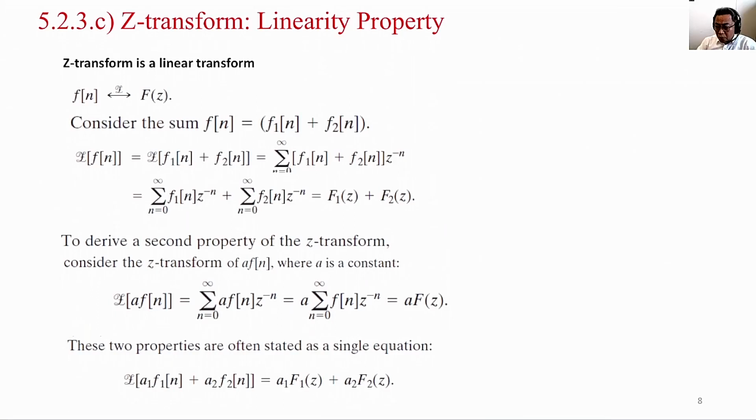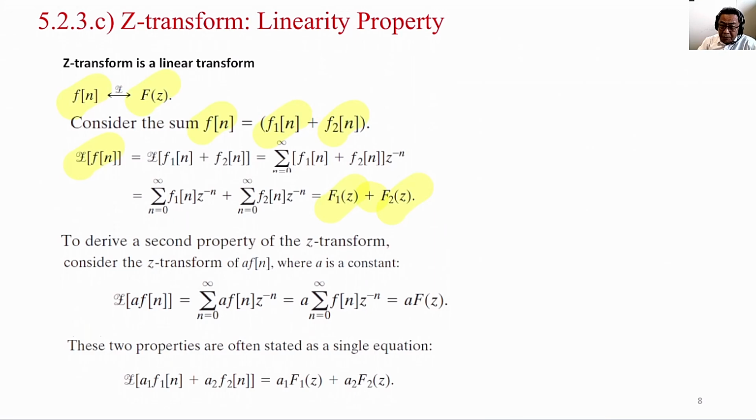In this slide, we talk about the linearity property of the Z transform. By linearity property, we mean that when we have the Z transform of f[n] to F(z), when f[n] is the sum of f1[n] plus f2[n], we can actually take f1[n], perform the Z transform on it, take f2[n], perform the Z transform on it, and add them up. This is equivalent to the Z transform of f[n].